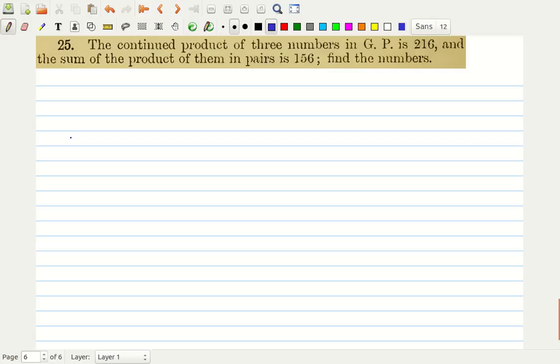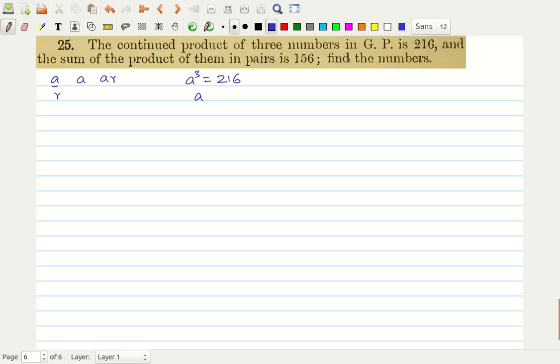Okay, so let us look at problem number 25. The continued product of three numbers in GP is 216 and the sum of the product of them in pairs is 156. Find the numbers. So let us again say that our numbers are A by R, A and A times R. Now we are given that the product of these numbers is 216. So we say that A cube is equal to 216, and therefore what is A going to be?